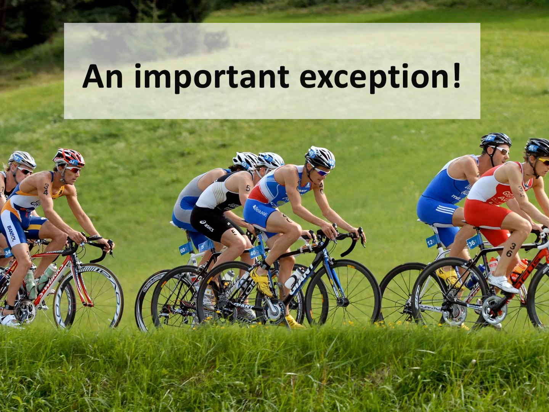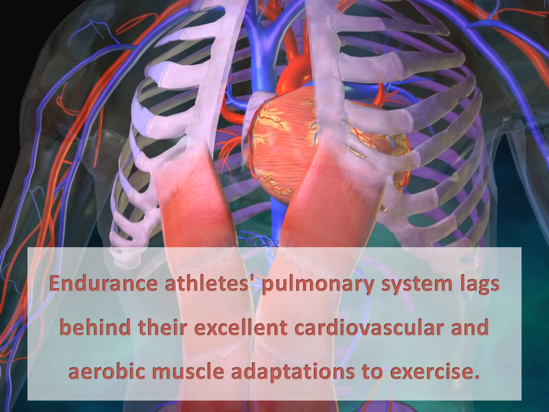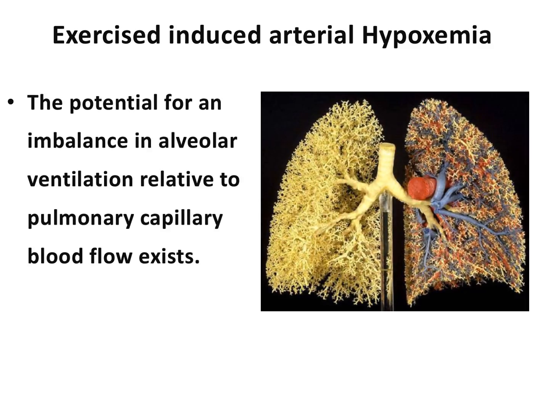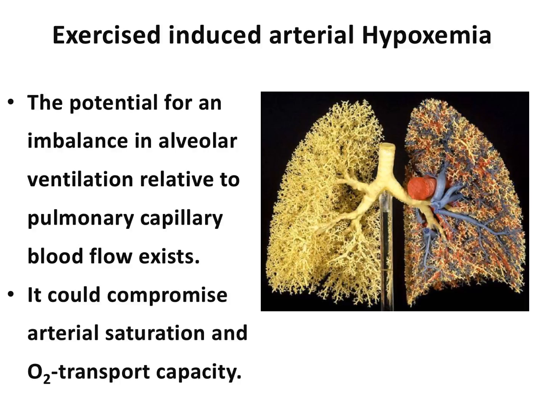However, there is an exception to this. For top elite endurance athletes, their pulmonary system lags behind their excellent cardiovascular and aerobic muscle adaptations to exercise. We call this exercise-induced arterial hypoxemia. The potential for an imbalance in alveolar ventilation relative to pulmonary capillary blood flow develops. The imbalance can put arterial saturation and oxygen transport capacity in jeopardy.